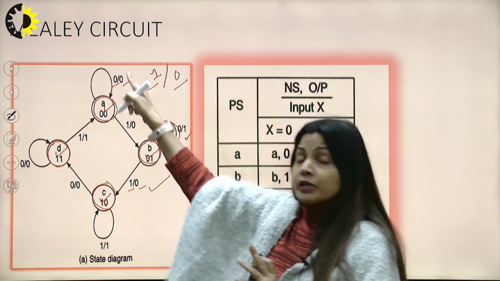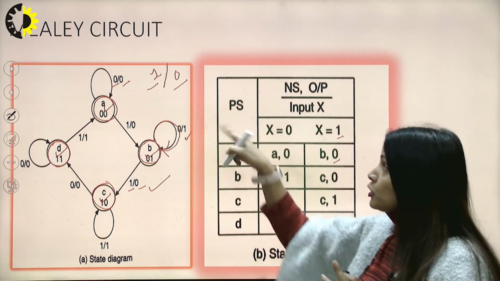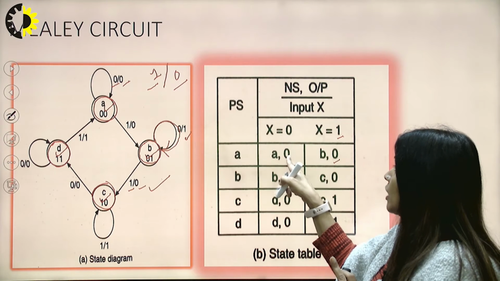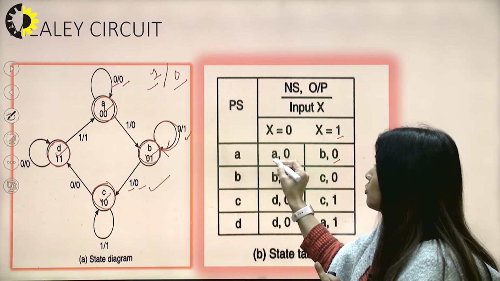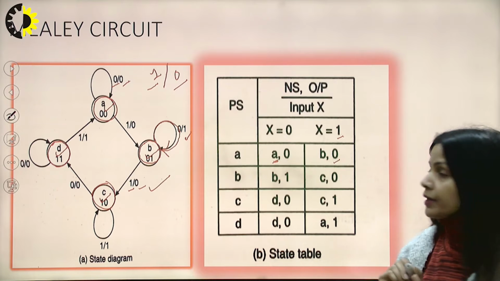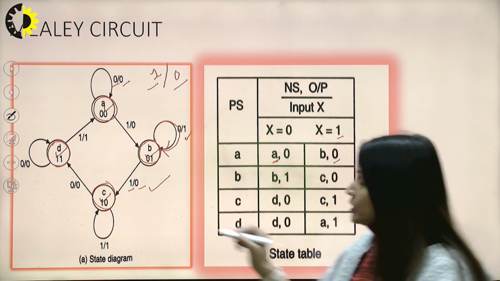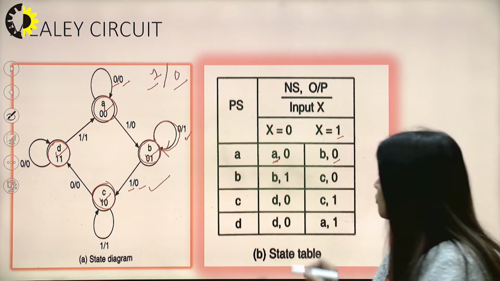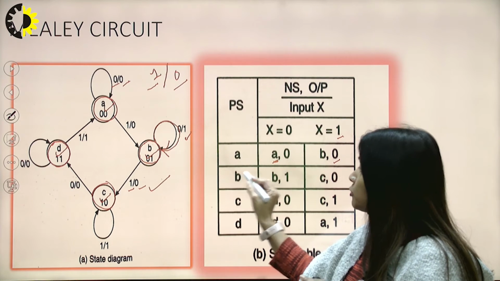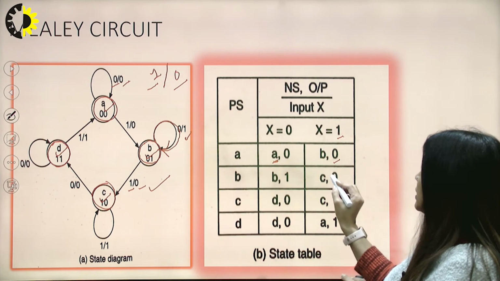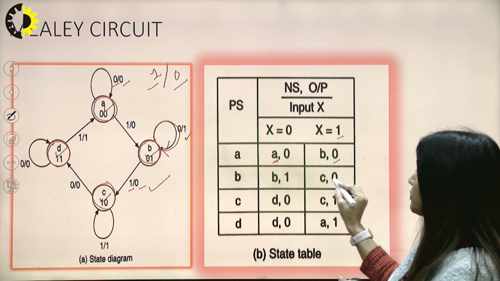A returns to its own state when input is 0 and output is 0. Similarly, we can draw for another, that is switching from B to C. So we have B to C state, input is 1 and output is 0.